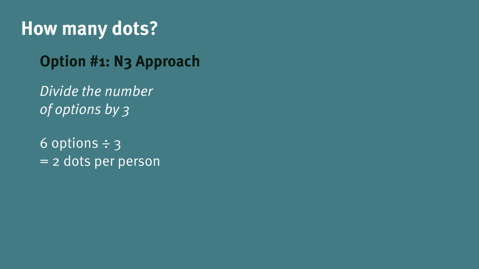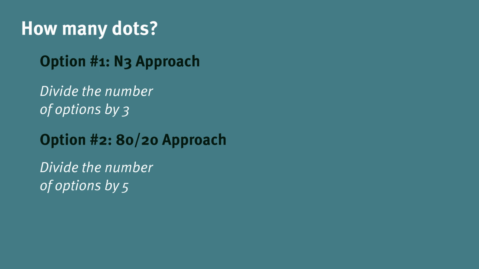Another similar guideline is the 80-20 rule. If we follow this approach, we take the total number of options and divide by 5, or 20%, and that will lead you to your number. So if I have 20 items, 20 divided by 5 is 4. Each person gets 4 votes.